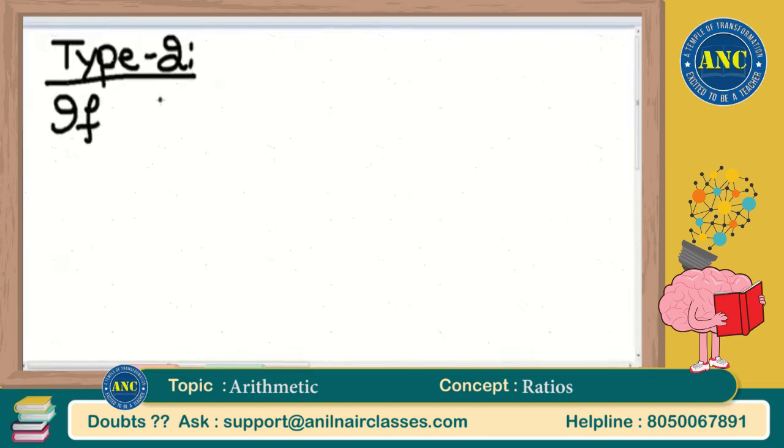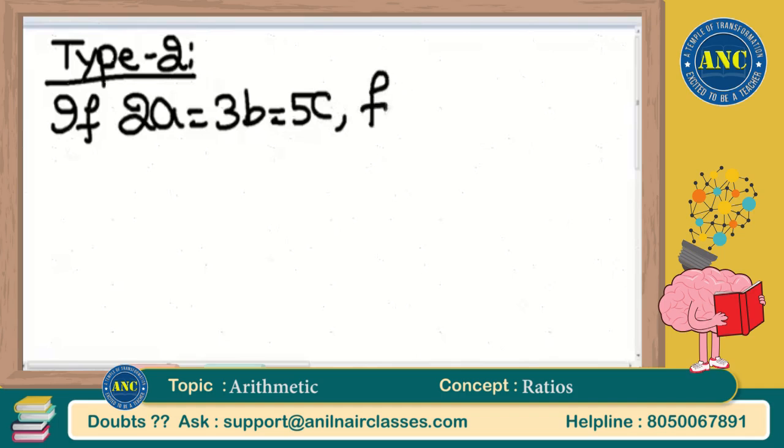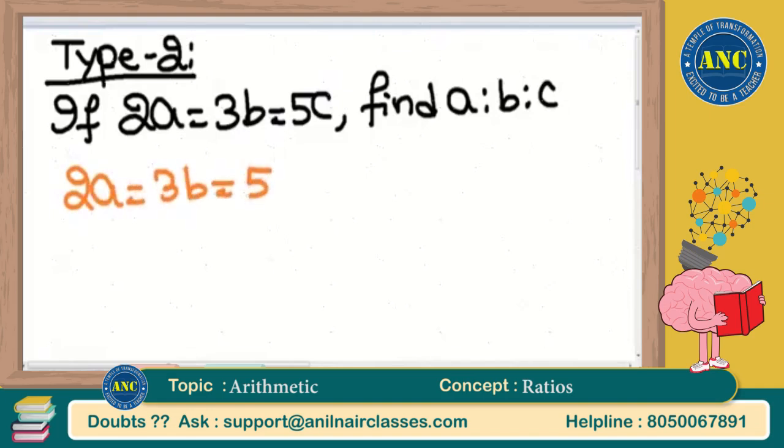Listen carefully, sir. If 2a is equal to 3b is equal to 5c, find the value of A is to B is to C. Now listen to this carefully. How will students solve it? 2a is equal to 3b, that is equal to 5c. They will equate it to some constant.